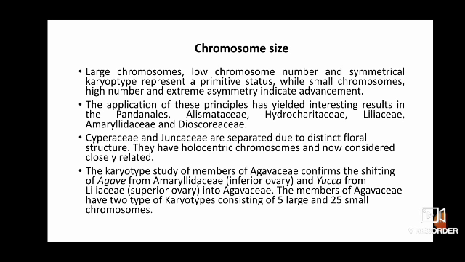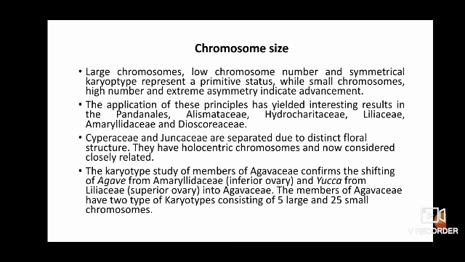Next, coming to the chromosome size. Large chromosomes, low chromosome number and symmetrical karyotype represent a primitive status, while small chromosomes, high number and extreme asymmetry indicate advancement. So, if in a plant there are very few chromosomes and the karyotype is symmetrical, that means the plant is primitive. If there are many small chromosomes and asymmetry in the karyotype, then it is an advanced species. The application of these principles has yielded very interesting results in Pandanales, Alismataceae, Hydrocharitaceae, Liliaceae, Amaryllidaceae and Dioscoreaceae.